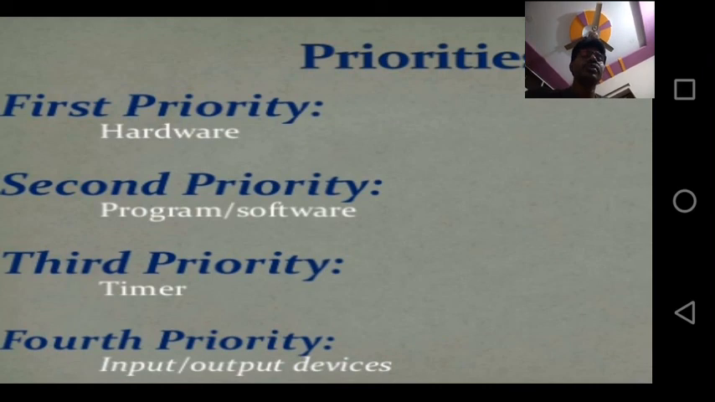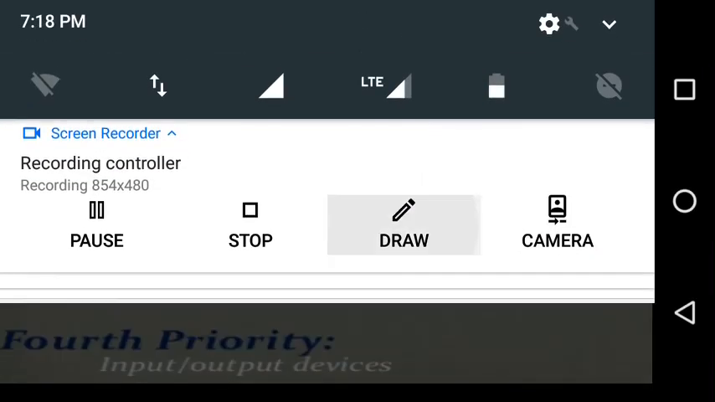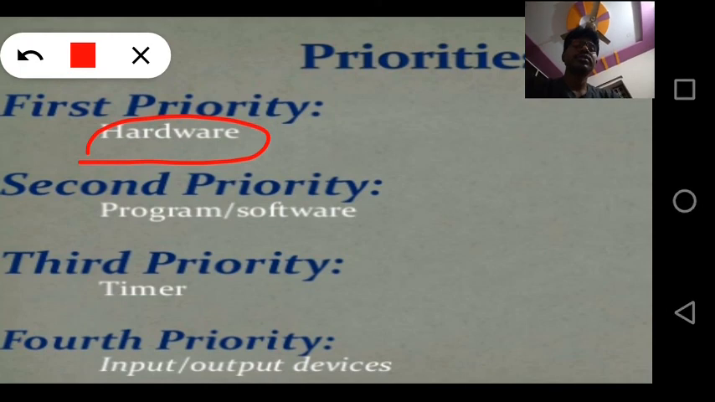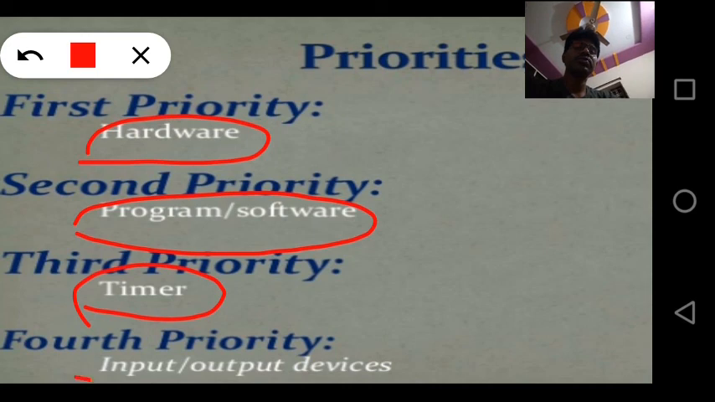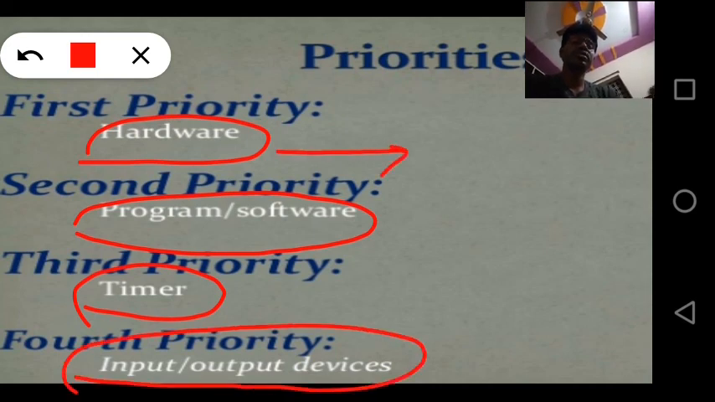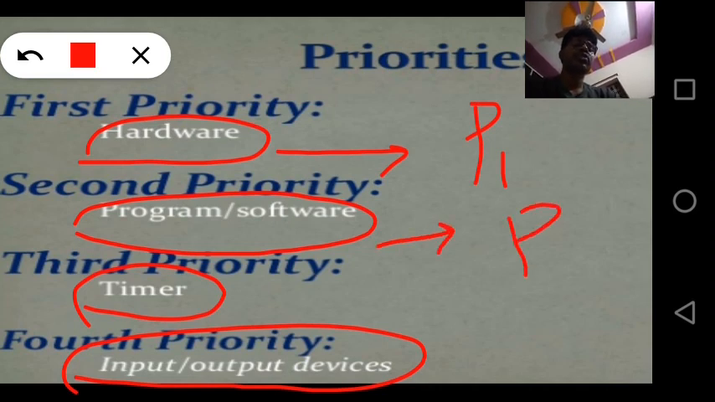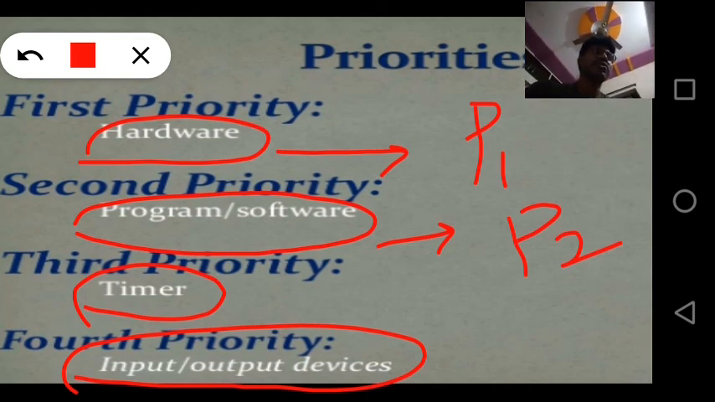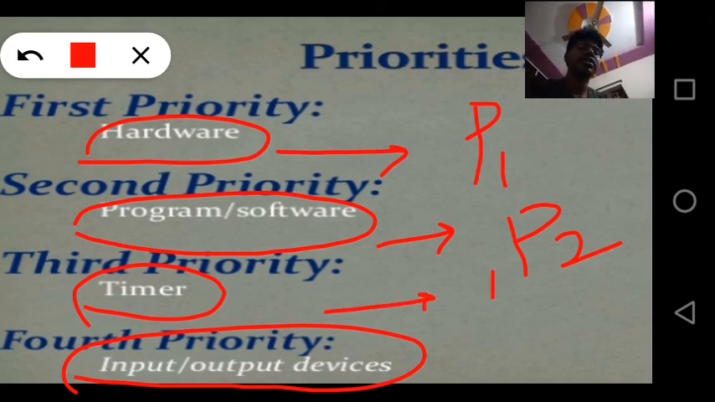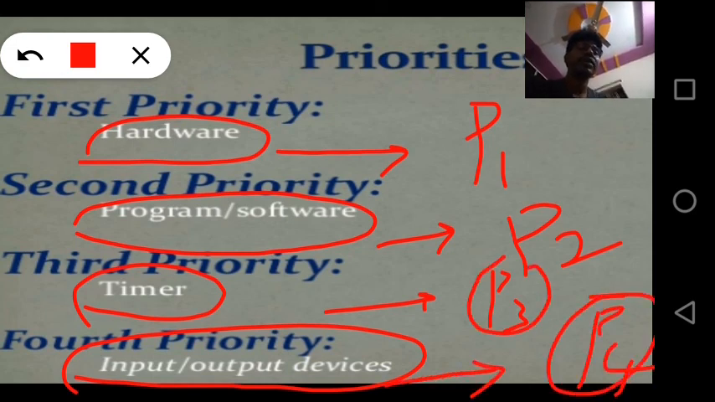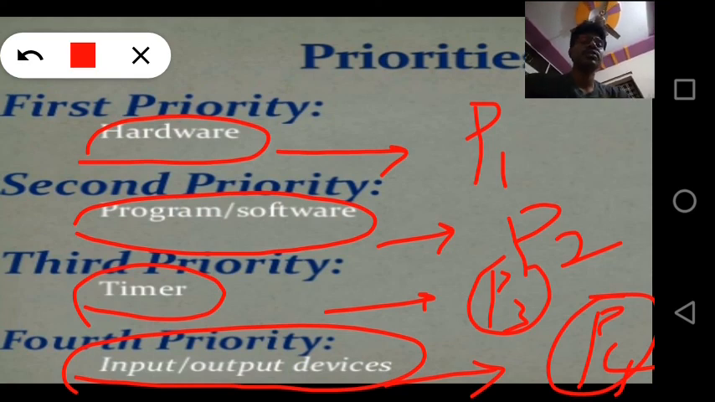Now, if you look at the priority, first priority is given to hardware interrupt, second priority is given to programmer software, third priority is given to timer, fourth priority is given to input and output devices. So the hardware interrupt has the highest priority. Then if your program generates any exceptions like divide by 0 or memory out of bound exception, they are given second priority. The timer is given third priority. We'll discuss what that is. Fourth priority is input and output devices. This is the introduction about priorities.